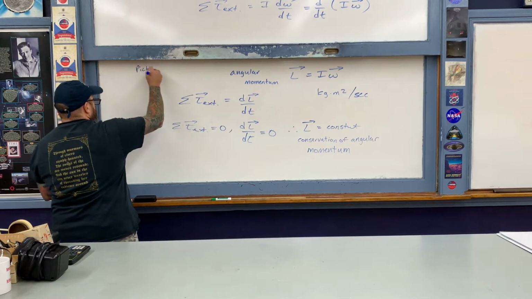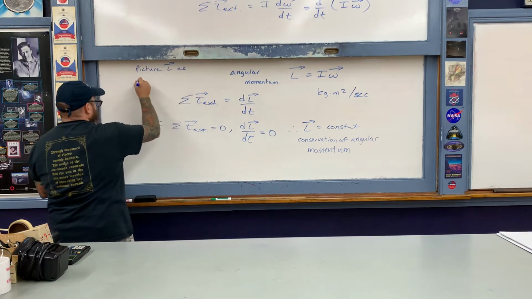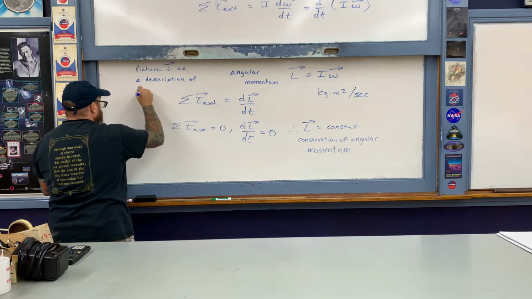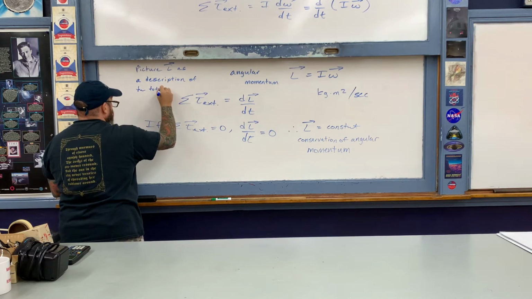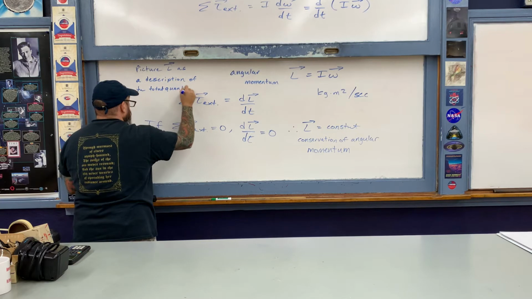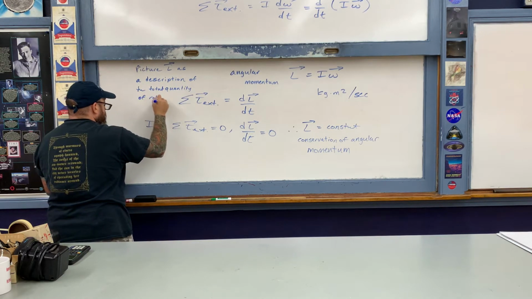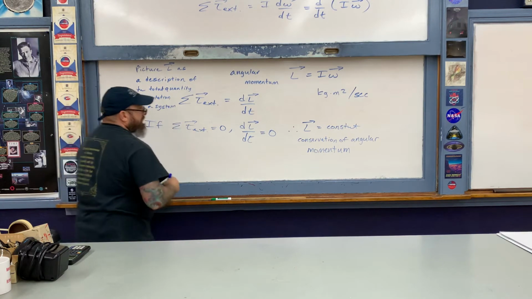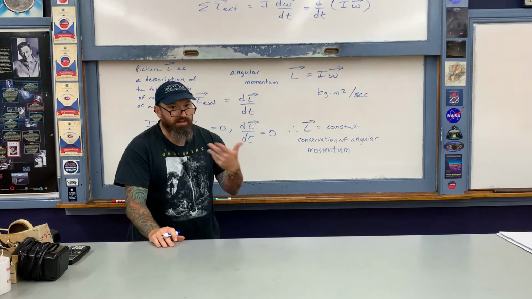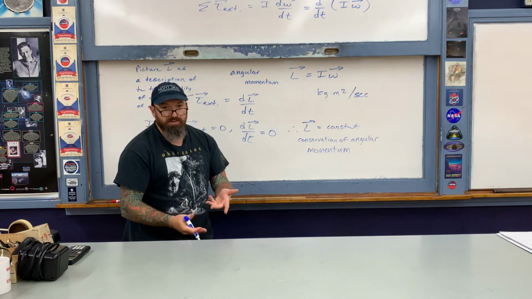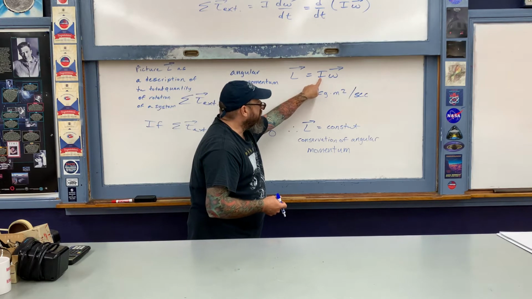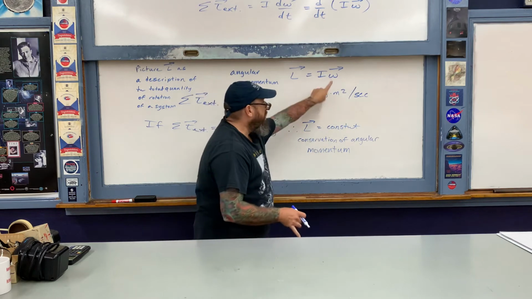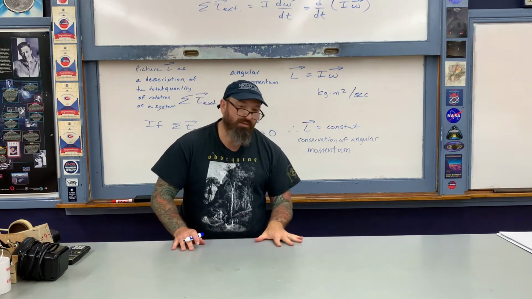So picture L as a description of the total quantity of rotation of a system. In terms of how we're seeing it thus far, I times omega, the total quantity of the rotation of a system depends upon the rotational inertia I, not just the mass itself, but how the mass is distributed about the axis of rotation, and how quickly the rotation occurs, the angular velocity omega.